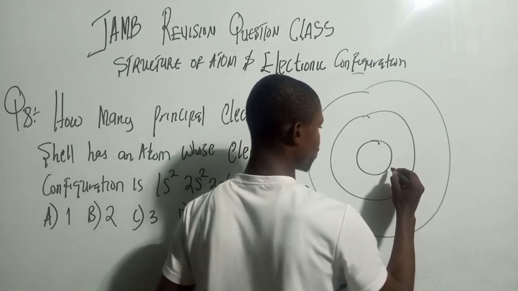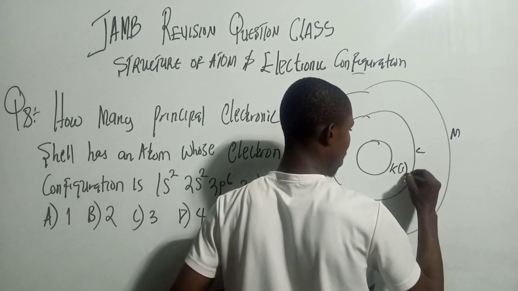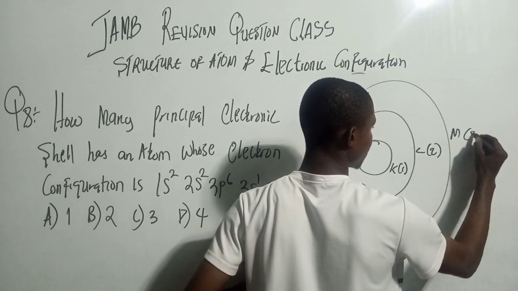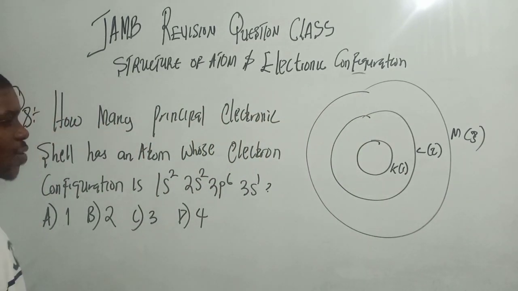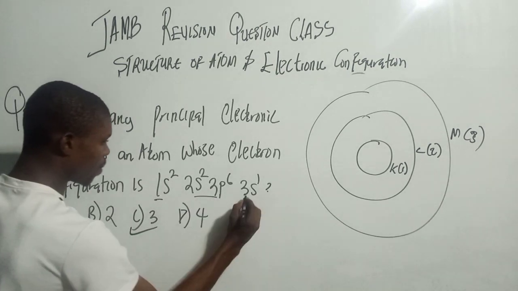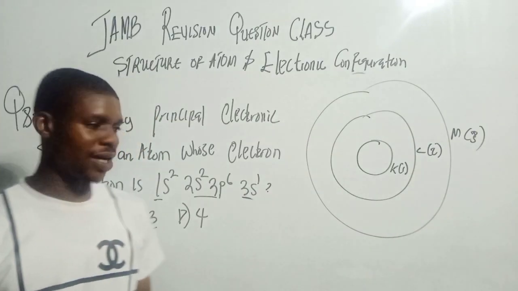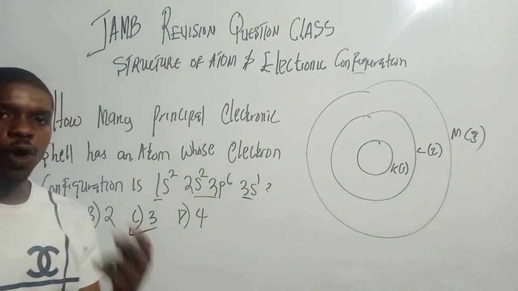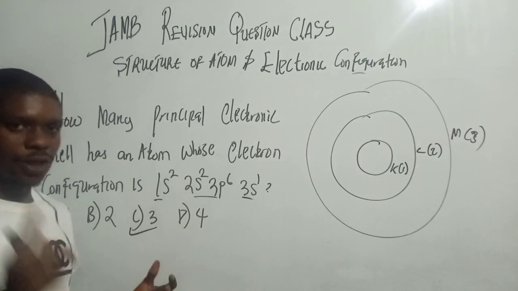Remember, this one is K shell, L shell, M shell. That means 1, 2, and 3. So the answer is 3 shells. First, second, and third. Then talk about the orbitals. Here we have s and p orbitals. The orbital is 2, but the shell is 3. Do you get that?